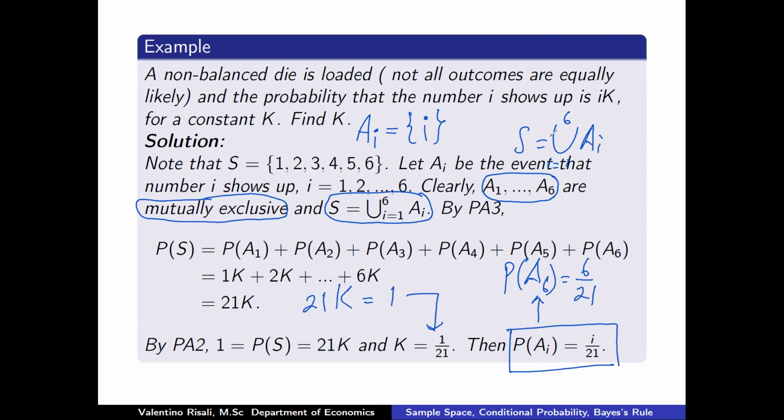So we see that the probability of each number is different, right? P(A6) is this and P(A5) is this. In conclusion, the probability of number 6 showing up is greater than the probability of number 5 showing up.